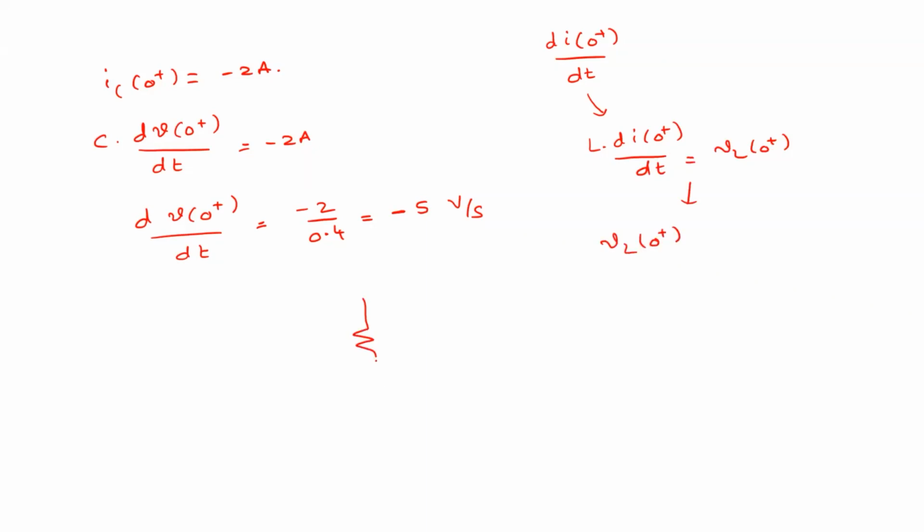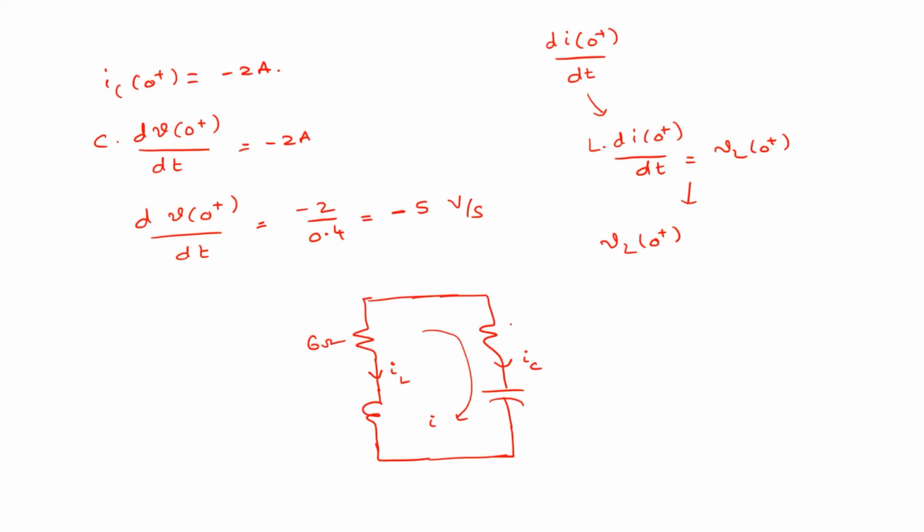Somehow we need to find this VL of 0 plus. You have a circuit something like this. This is IL and this is IC. How to calculate VL of 0 plus? We can apply KVL, right? Tell me the values: this is 6 ohm, this is 4 ohm, this is 0.4 farad, and this is 2 Henry.